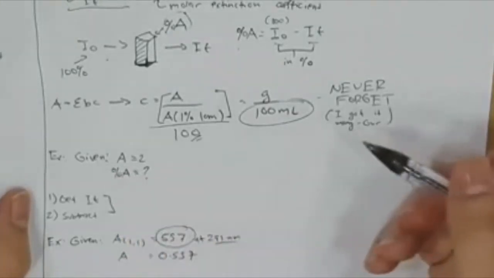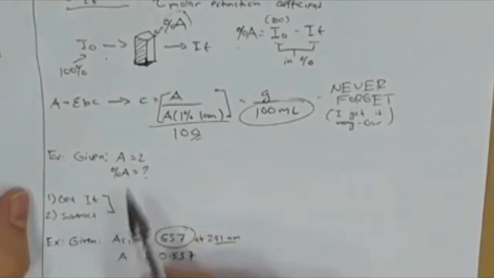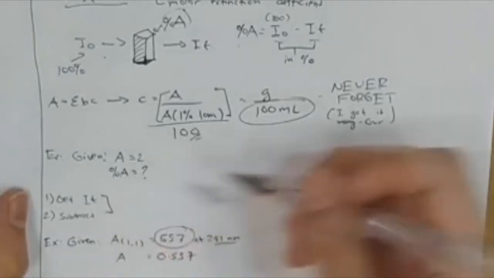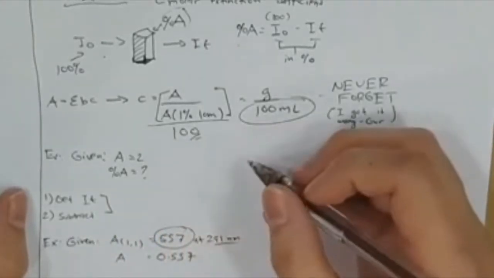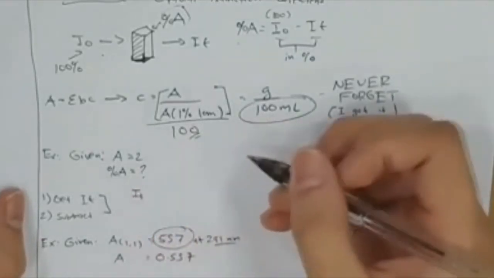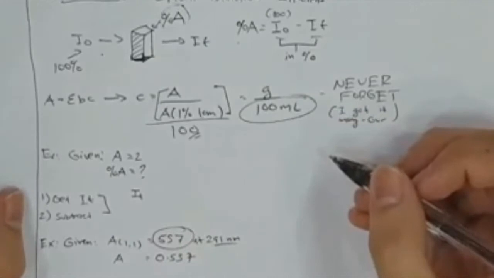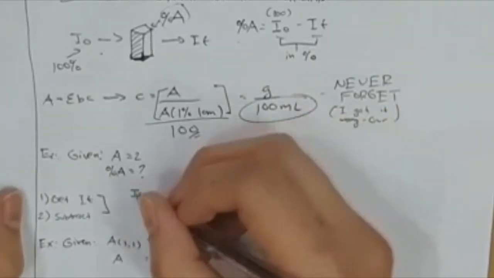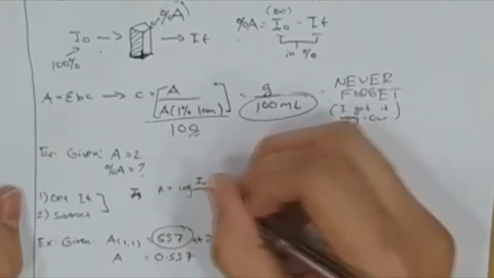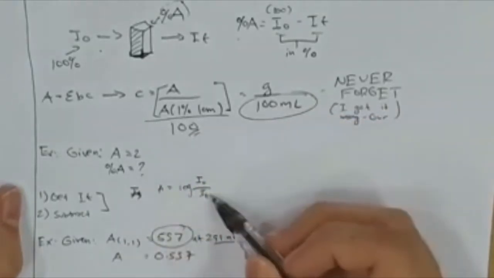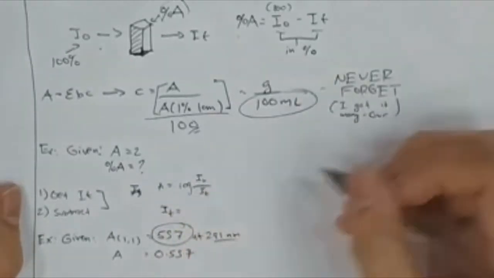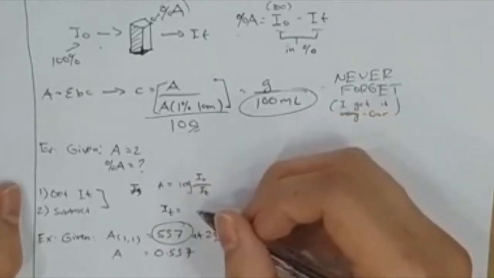So here we have another sample problem where your absorbance is equal to 2. Percent absorbance is being solved for. So first, what we do here is we have to get your IT. And how would we do this? Simply use the Lambert's law here, and we can further break this down into antilog A.